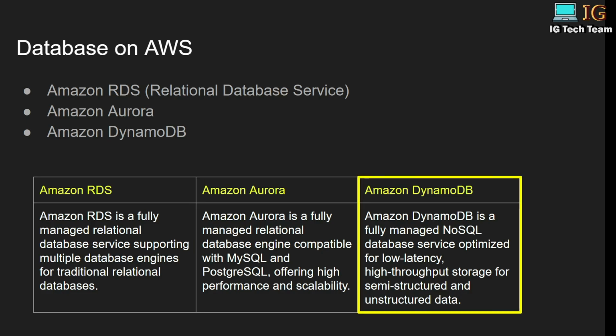Next, Amazon DynamoDB is a fully managed NoSQL database service optimized for low latency, high throughput storage for semi-structured and unstructured data. As it is a NoSQL database, it doesn't require a fixed schema. So based on your project requirement, you can choose one of these databases AWS has provided.